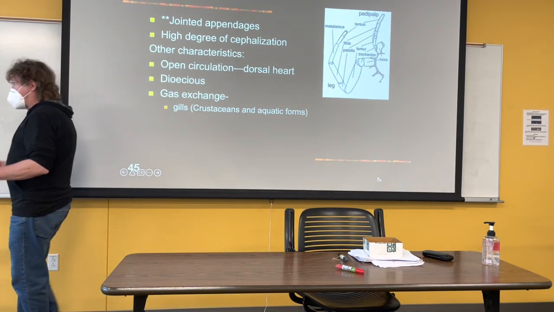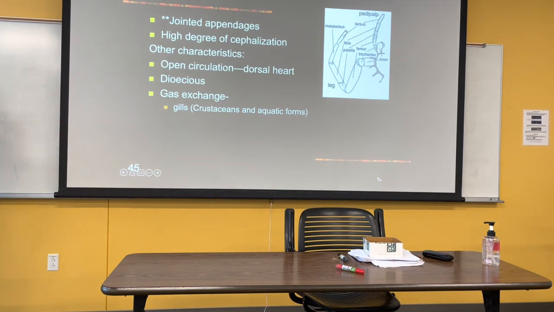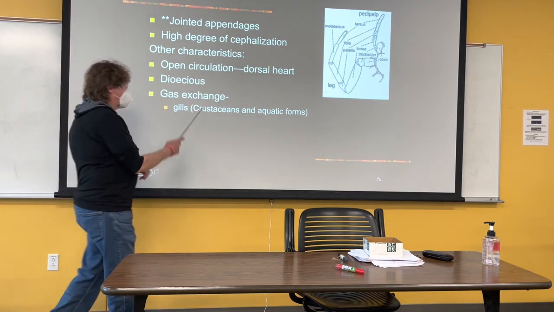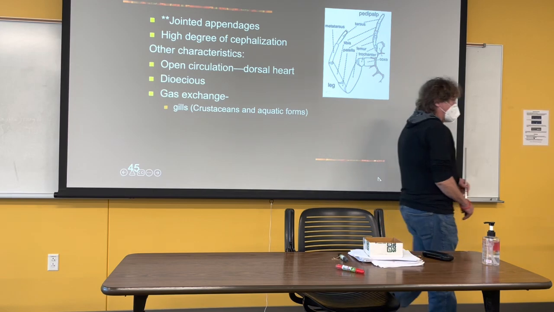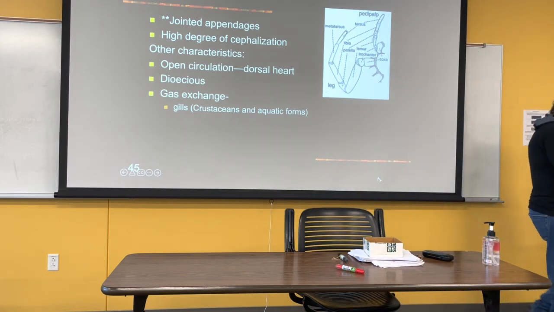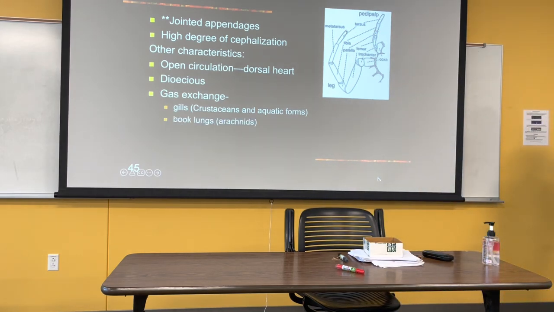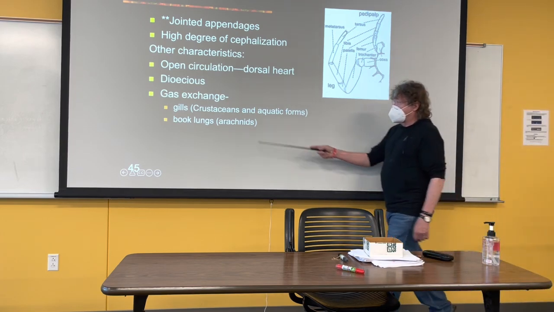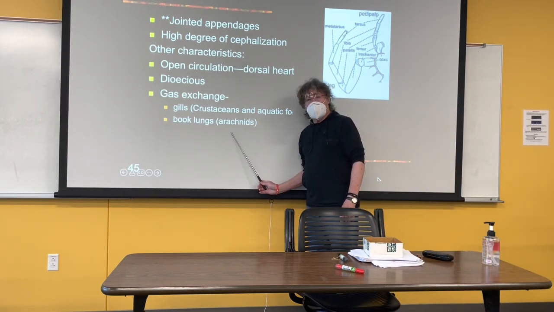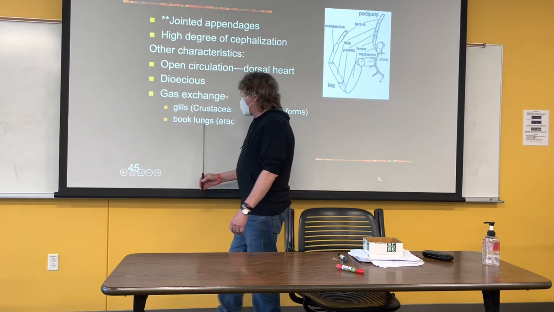For gas exchange, it depends on whether it's a terrestrial or aquatic type of arthropod, whether they're on the land or in the water. They breathe by means of gills if they are in water, like most of the things that we call crustaceans, many of them marine or freshwater. If it's on land, there are various types of respiratory systems. For example, arachnids include spiders.